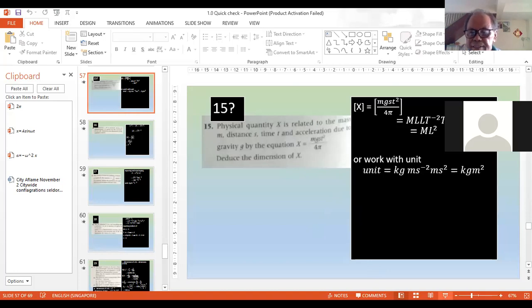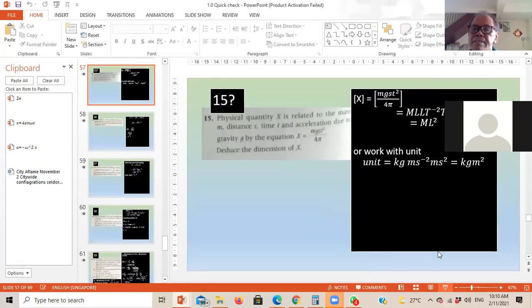Okay, number 15. Concentrate on one book. After that, do your past paper. Physical quantity X is related to the mass M, distance S, time T, and acceleration due to gravity G by the equation X equals mg s t squared over 4 pi. Deduce the dimension of X. I can use unit if you don't like dimension, and then convert it to dimension.